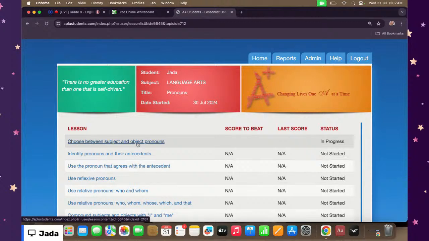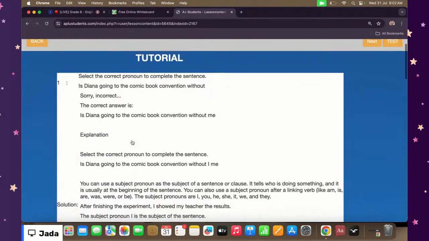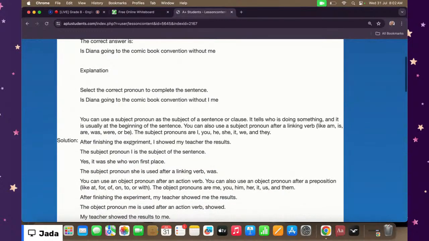So we have choose between subject and object pronouns. That'll be our first lesson for today. We'll just get the explanations and the details about the subject and object pronoun before we move on to the test.